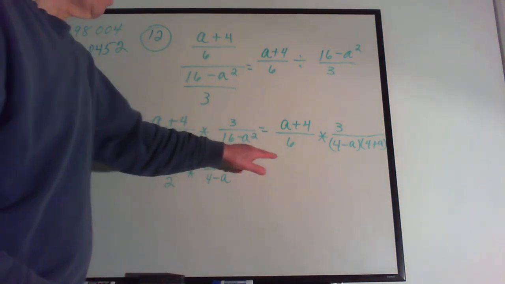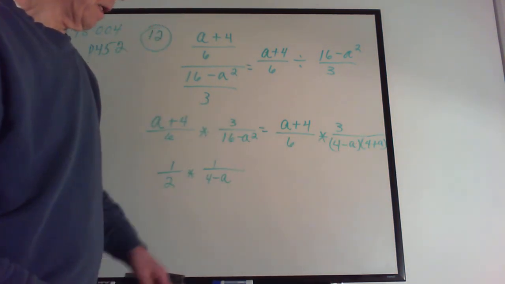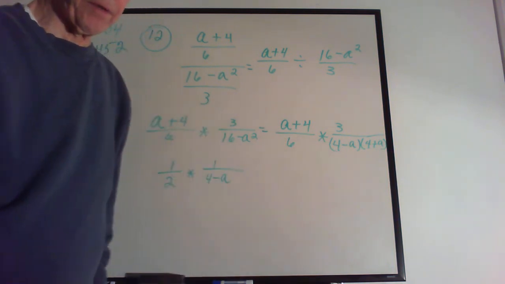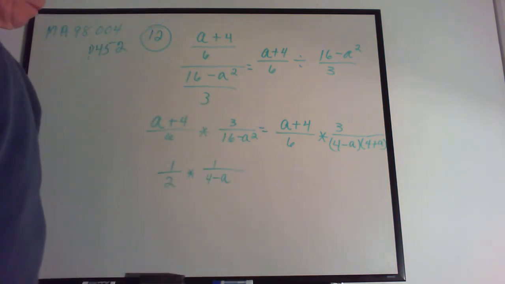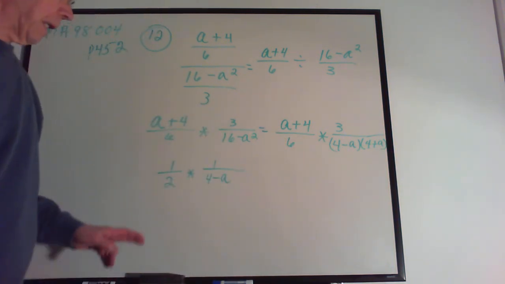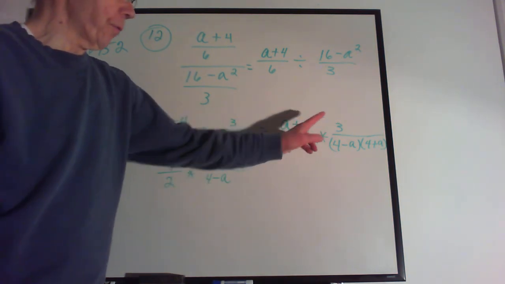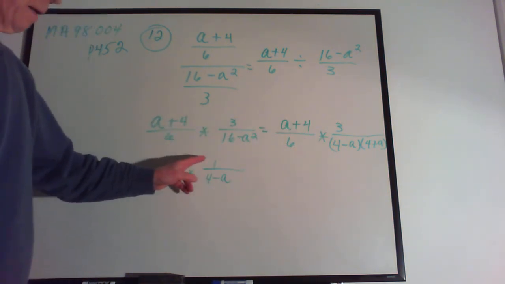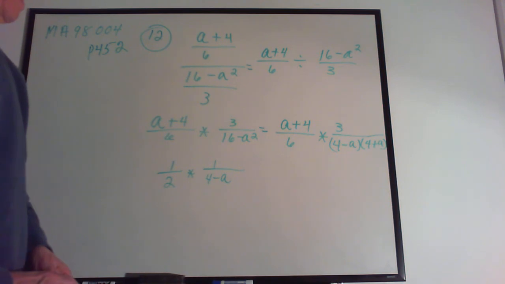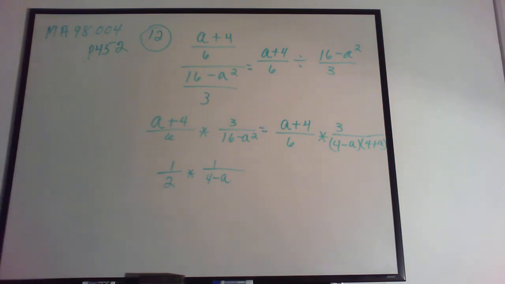Okay, I can factor this into 4 minus a and 4 plus a. So the a plus 4 and 4 plus a will cancel. They're going to give you the same number. So it's going to give you 1 over 2 because the 3 and 6 cancel times 1 over 4 minus a. So go ahead and finish that, see what you get.